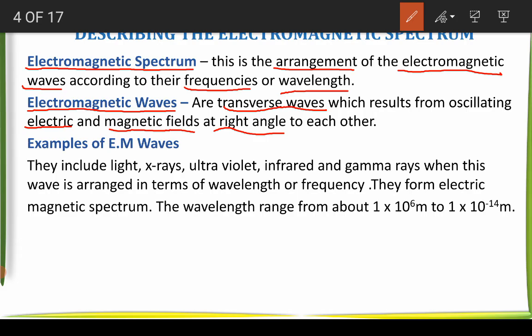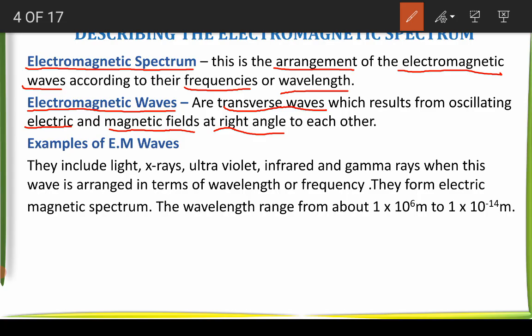For an electromagnetic wave to exist, there must be an oscillation of electric and magnetic fields at right angles. Two quantities must interact: electric field and magnetic field. Their interaction should take place at a 90-degree angle, or right angle. The result is called the electromagnetic waves. Take note that they are transverse in nature. They are not longitudinal like sound waves.